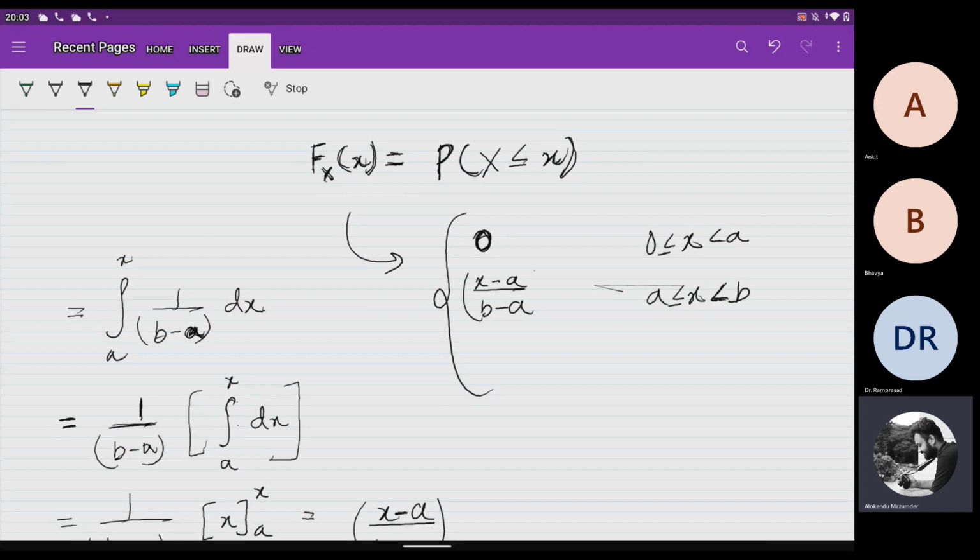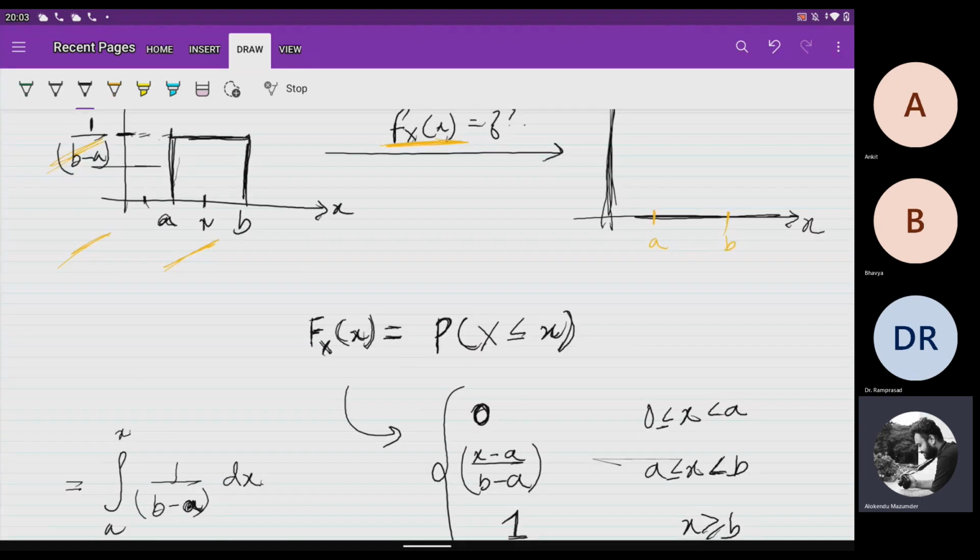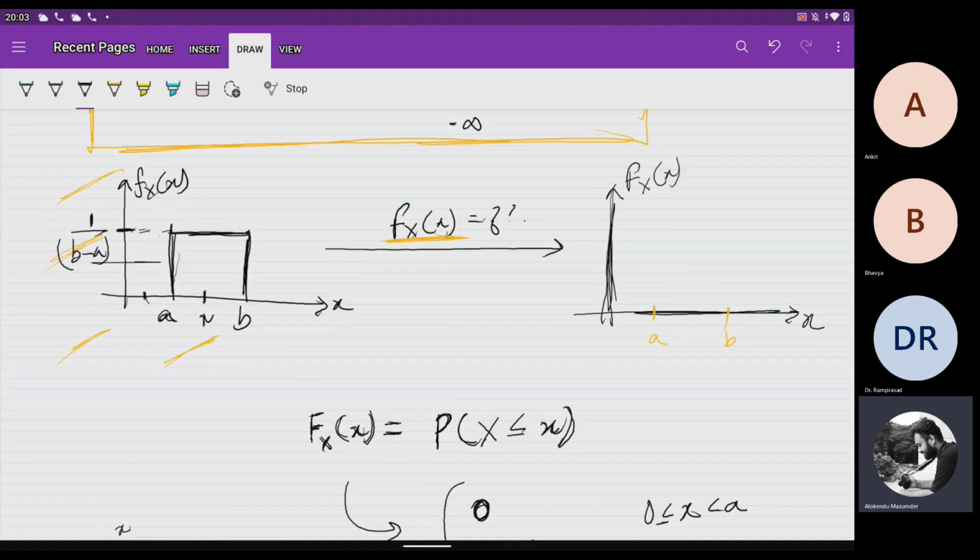It's linear. Now, what will be the CDF for x greater than or equal to b? 0? No, no. It should be 1. Yeah, exactly. It should be 1, right? So it's basically what is happening: at every x, I am computing the area behind it.